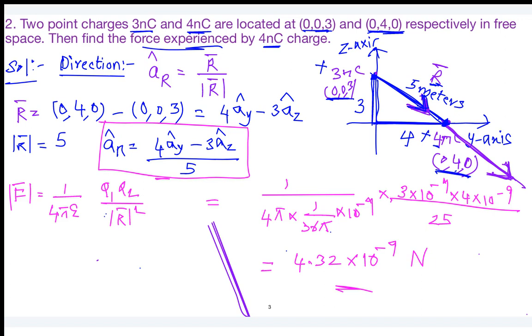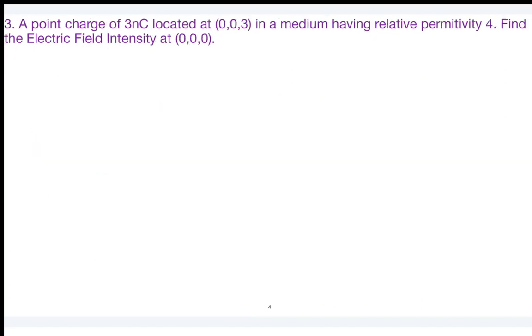When any problem is given, first of all, my suggestion is to put it in a diagram. You can easily get the answer. There is a 3 nanocoulomb charge located at (0, 0, 3), which means on the z-axis. So this is your z-axis, and the 3 nanocoulombs is located here. So this will be (0, 0, 3). And then you need to find the electric field intensity at (0, 0, 0). So 0, 0, 0 means somewhere here. This is the origin, right?